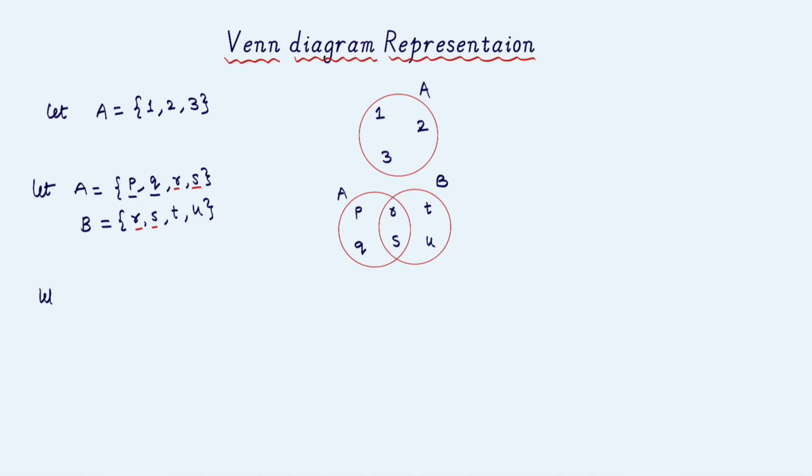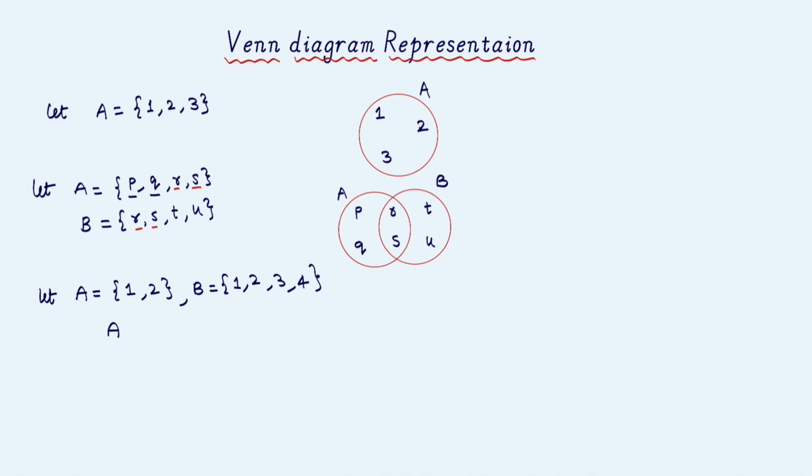Let A is equal to {1, 2} and B is equal to {1, 2, 3, 4}. Now here you can observe every element of A is also present in B. 1 is present in B, 2 is also present in B. So here we can say that A is subset of B.